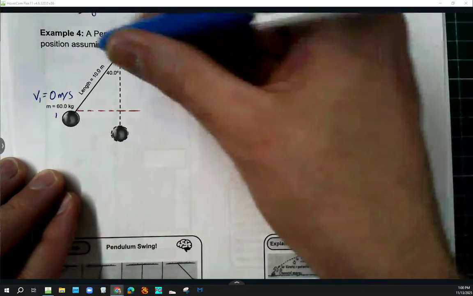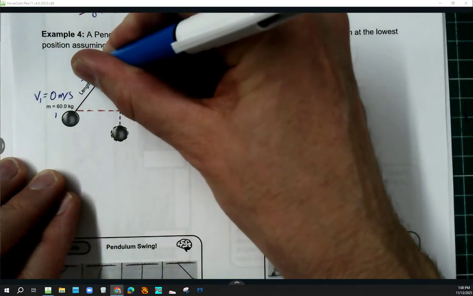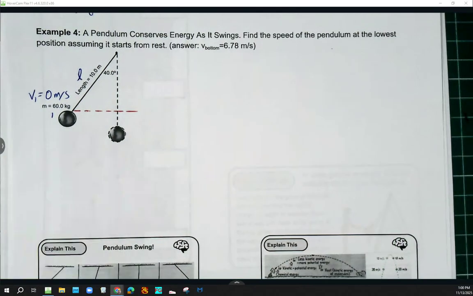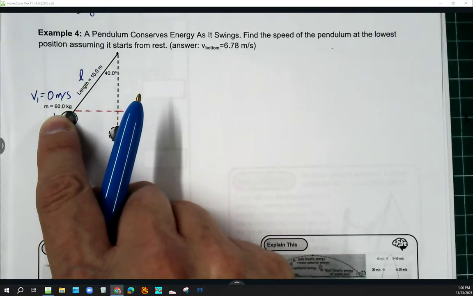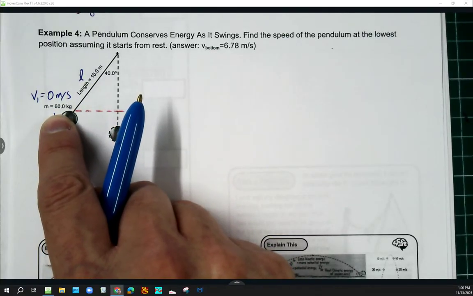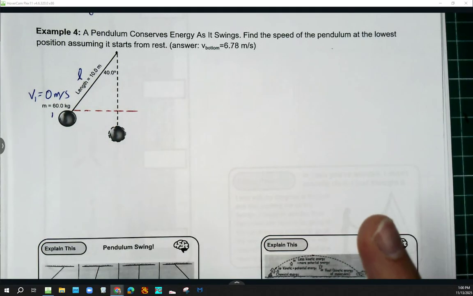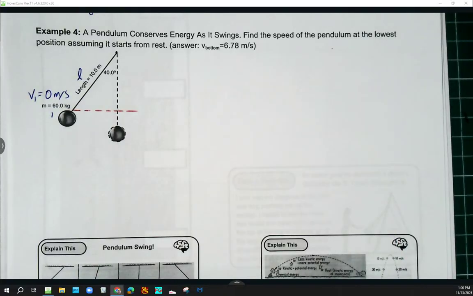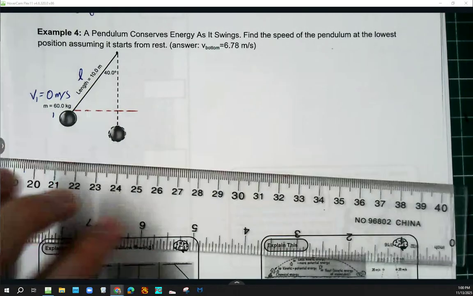Now the length of the string for my pendulum, I'm just going to call it cursive L, and you can see that the length of this string is 10 meters. So this is a big pendulum, you know? And if this is a 60 kilogram mass on the end of a pendulum string, maybe this is like a wrecking ball. So this isn't just like a clock pendulum, this is a big pendulum. And it swings low.